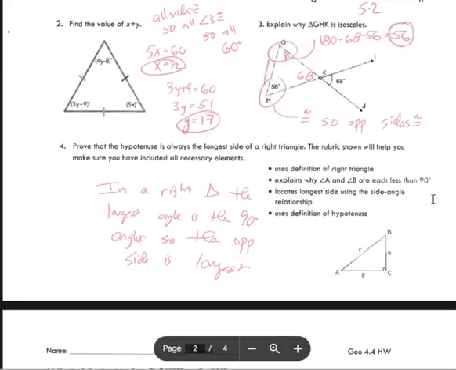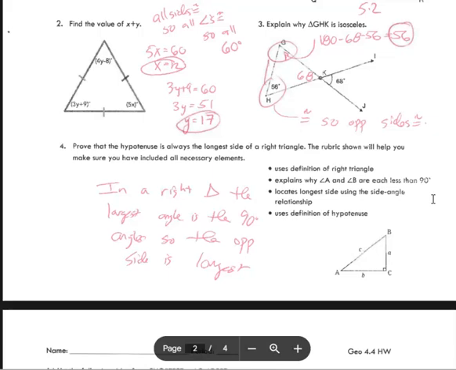Next one, prove that the hypotenuse is always the longest side of a right triangle. The rubric will help you explain this. So in a right triangle, the largest angle is 90 degrees. Okay, I should have put in there because it says it wants you to use the definition of right triangle. So I am actually not liking my key here. I didn't read over what it said. Let's just do it verbally.